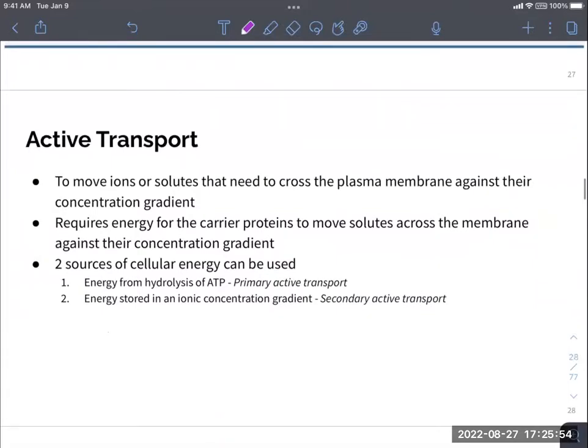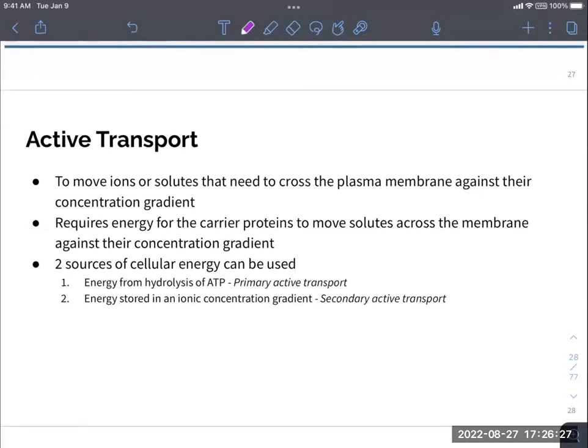Let's look at active transport. Active transport is to move ions or solutes that need to cross the plasma membrane against their concentration gradient. So we need to move something in a direction that it's not likely to go. Since we're moving it against that concentration gradient, we need energy to make it happen.